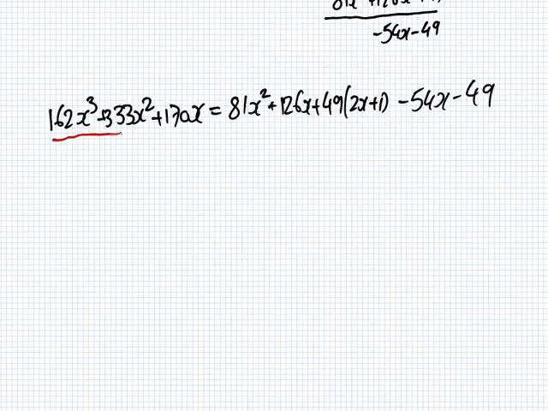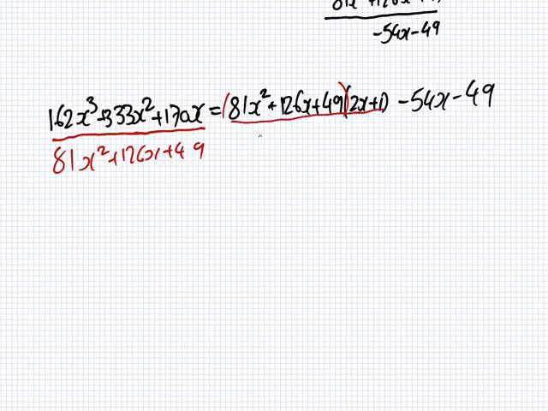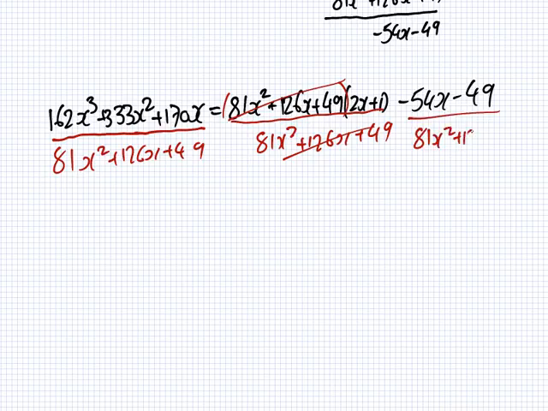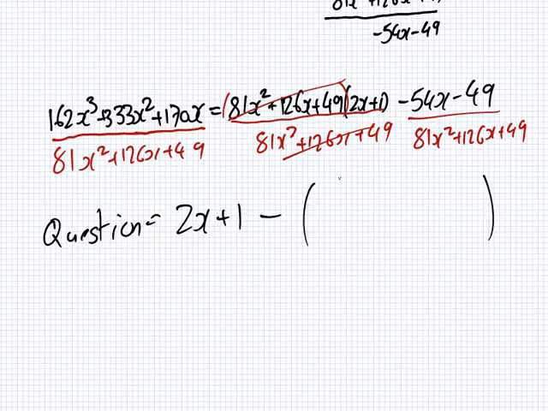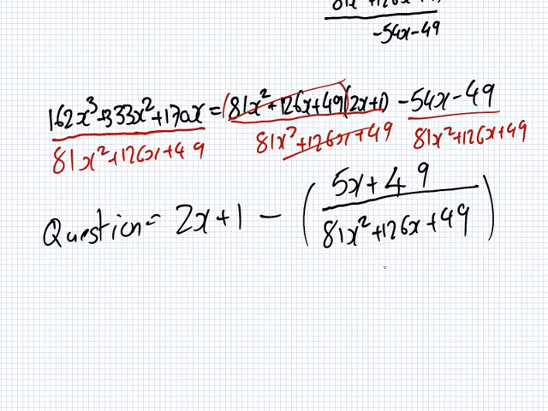So then what we do next is we divide by, there's brackets here as well, sorry. 81x squared plus 126x plus 49 divide by 81x squared plus 126x plus 49, cancel, and divide here as well. So what you're left with now is question equals 2x plus 1 minus 54x plus 49 over 81x squared plus 126x plus 49. So now we have to look at this piece. 54x. Oh yeah, sorry, 54x.